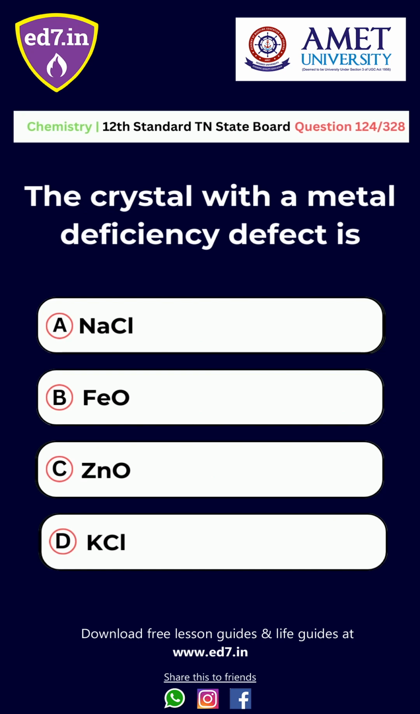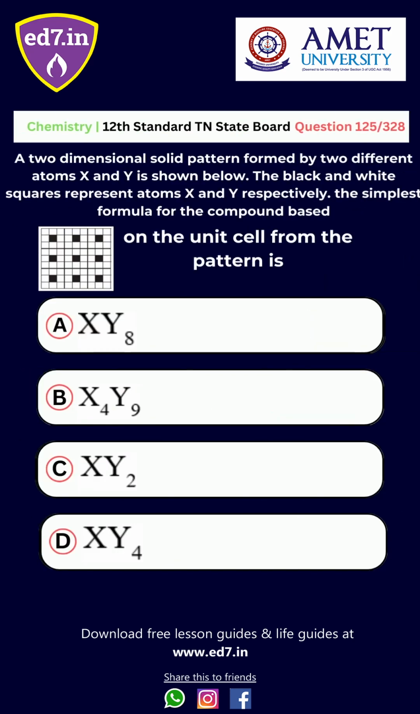Question number 124. The crystal with a metal deficiency defect is: option A, NaCl; option B, FeO; option C, ZnO; option D, KCl. The correct option is option B, FeO.